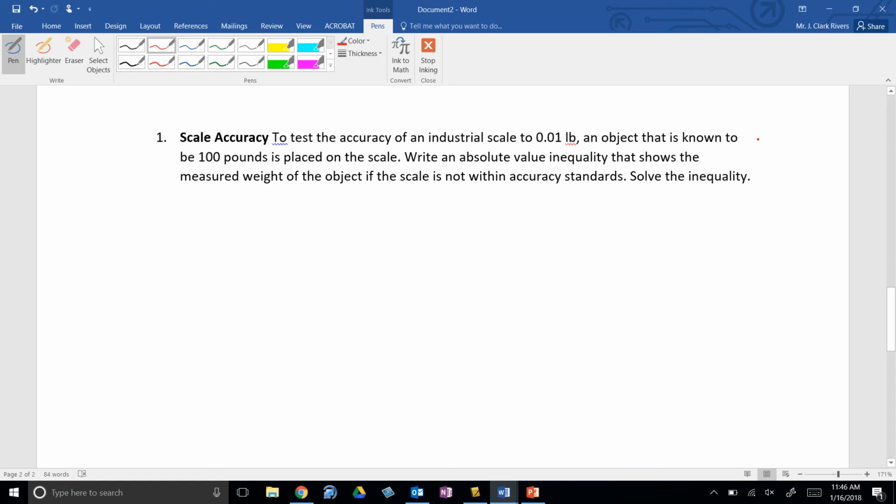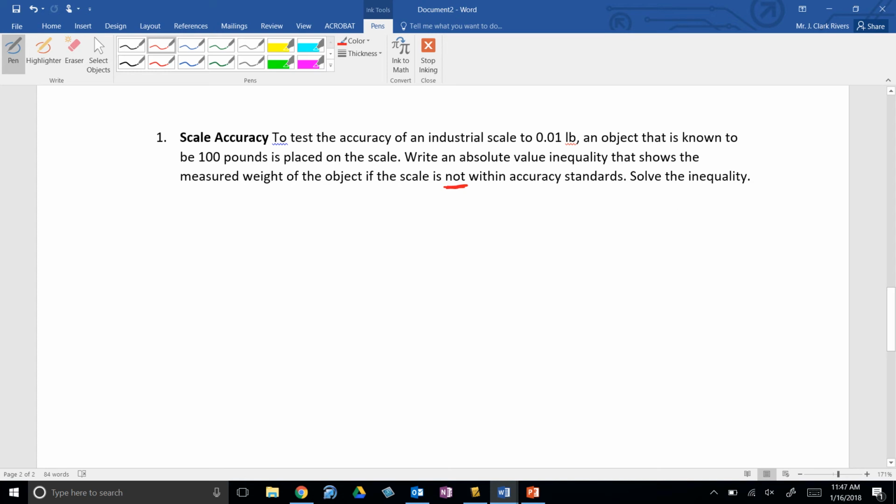So to test the accuracy of an industrial scale to 1/100th of a pound, an object that is known to be 100 pounds is placed on the scale. Write an absolute value inequality that shows the measured weight of the object if the scale is not within accuracy standards. So there's a key word here, not within accuracy standards. And we're supposed to solve that inequality as well.